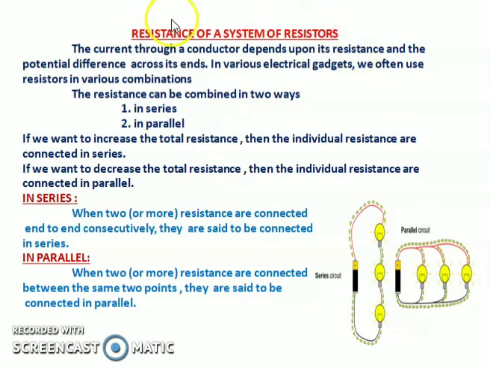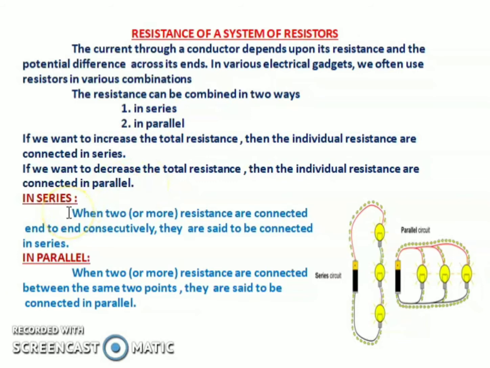Next, the resistance of a system of resistors. The current through a conductor depends upon its resistance and the potential difference across its ends. In various electrical gadgets, we often use resistors in various combinations. The resistances can be combined in two ways: in series and in parallel. If we want to increase the total resistance, the individual resistances are connected in series. If we want to decrease the total resistance, they are connected in parallel.